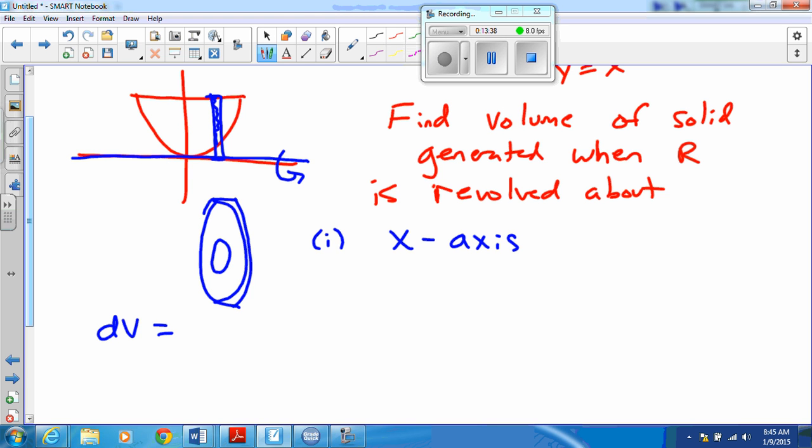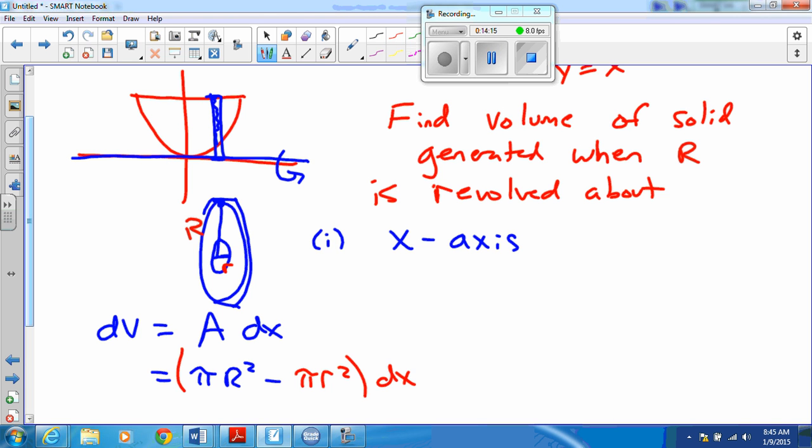Now, we're thinking in terms of differential volumes, differential elements of volume. Then what we're going to do is to think again that volume dV is equal to area times dx. But the area now is going to be the area of the outside circle, which is going to be pi times R squared here. Take away the area of the inside circle, which is going to be pi times little r squared here. And all of that is times the width, dx.